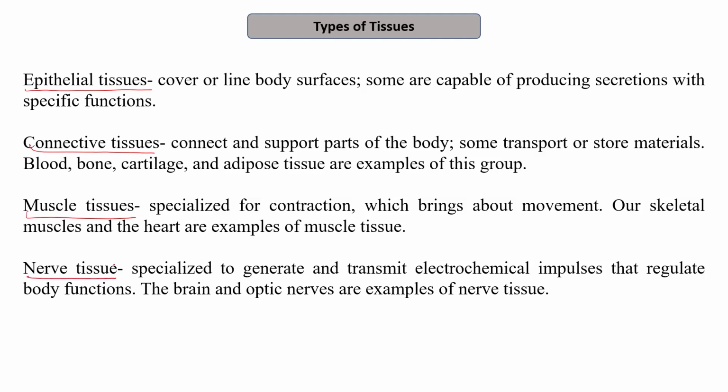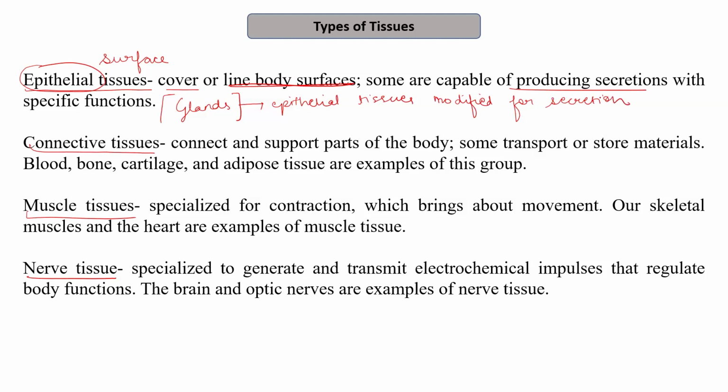So the epithelial tissues are the ones that form the epithelial lining, that is on the surface. So they form the surface lining. They cover or line the body surfaces. Some are capable of producing secretions. So they can be further modified to produce the secretion and are known as glands. So the glands are nothing but the epithelial tissues that are modified for secretion, right? So these epithelial tissues are present on the surface.